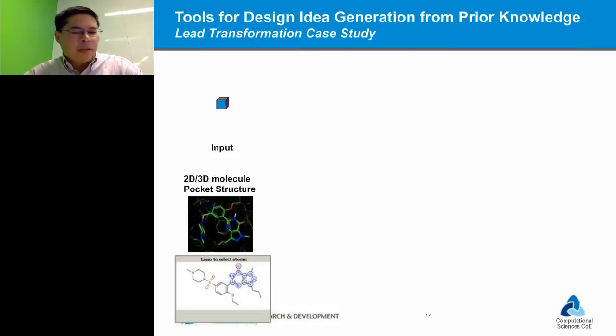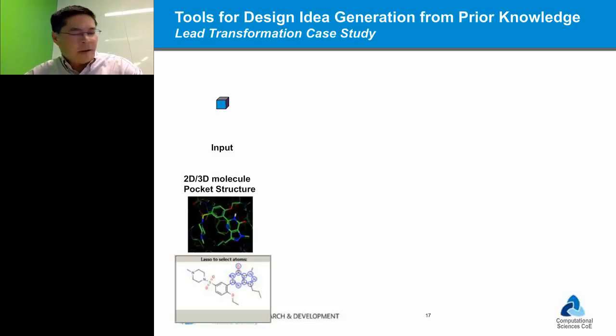Let me switch gears and talk about this concept of lead generation, lead transformation, which is using computers that have prior knowledge to generate new design ideas. This is different from asking a computer to predict what happens if you make a specific chemical modification. In this case, the chemist already has a design objective in mind. It might be to improve a particular attribute while keeping everything constant, but having the computer suggest ideas that are more likely to accomplish that goal.